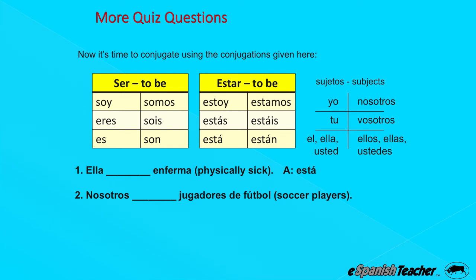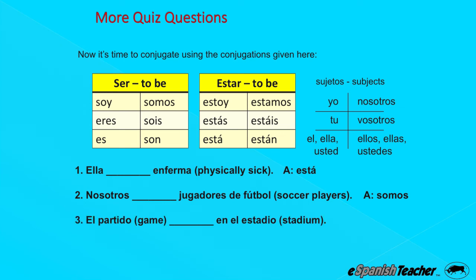Again, if you need some time to figure out how you're going to respond, go ahead and pause the lesson now and press play when you're ready. In this example, we are describing ourselves, who we are. So in this case, we are using characteristics. So, nosotros somos jugadores de fútbol. This time the verb is ser because ser is used to communicate characteristics. Nosotros is the subject, and so the correct conjugation is nosotros somos jugadores de fútbol.